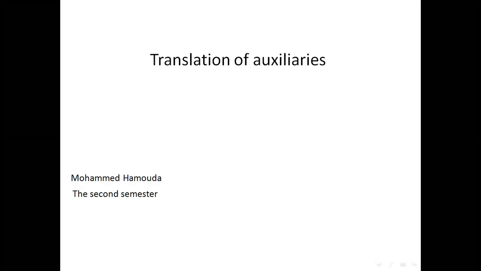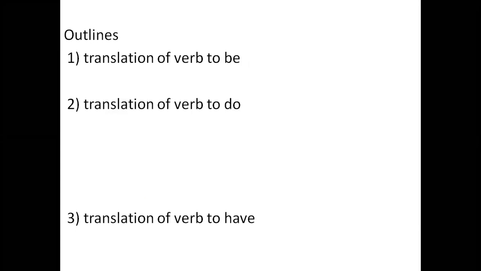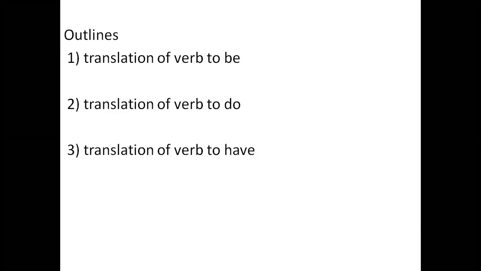Today we are going to talk about translation of auxiliaries. Initially, the translation of verb to be and verb to do. To start with the outline of the presentation: translation of verb to be, translation of verb to do. In the next lecture, we are going to talk about translation of verb to have and modal verbs.